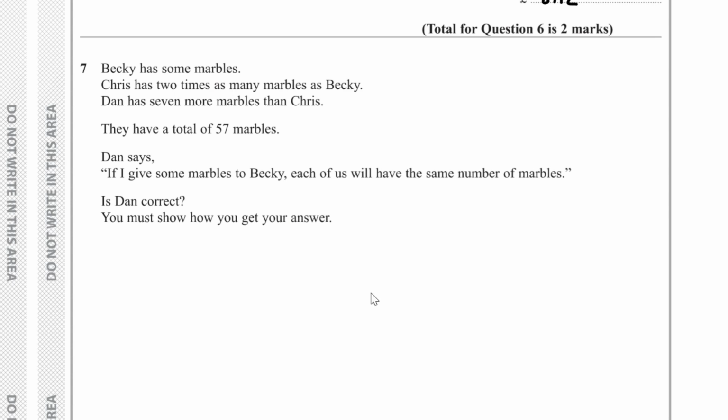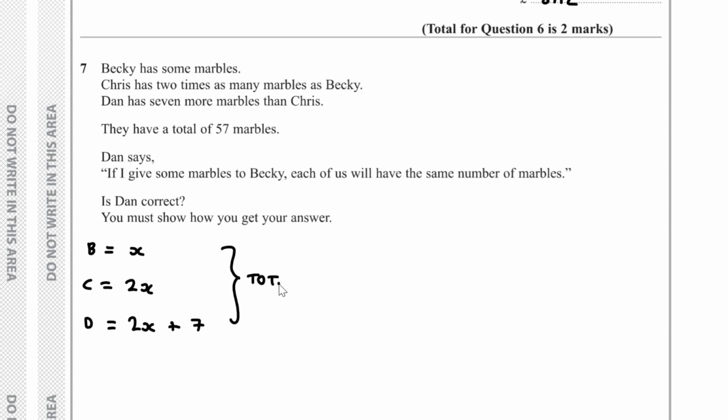So let x be the number of marbles Becky has, so B equals x. Chris has 2 times as many marbles as Becky, so C is equal to 2x. And Dan has 7 more marbles than Chris. Well, if Chris has 2x marbles, Dan would have 2x plus 7 marbles. So the total number of marbles they have is 57. So we can form an expression from this for the total.